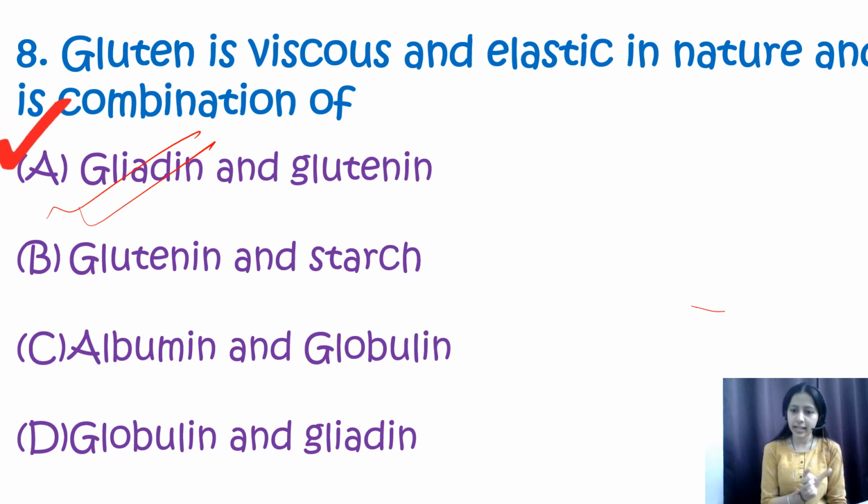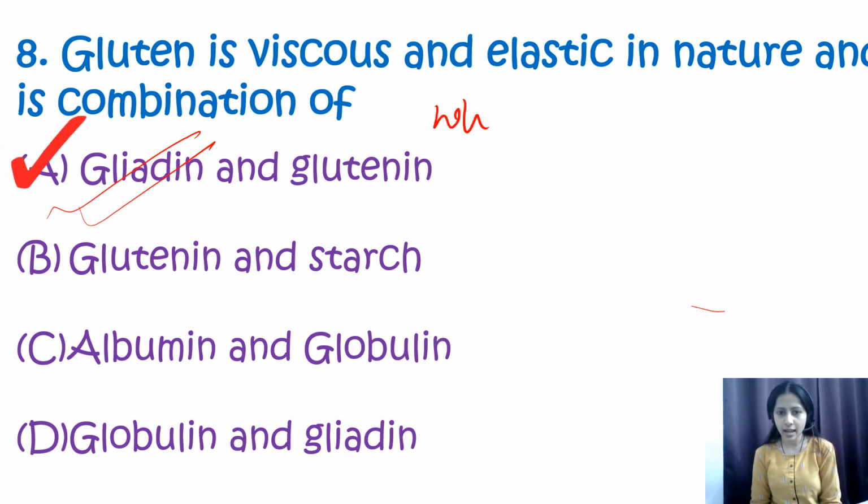So we know gluten is a protein which is basically found in wheat and other grains like rye or barley. It is primarily composed of two proteins, gliadin and glutenin, and these proteins contribute to the viscoelastic properties of the gluten. It even gives the dough its elasticity and helps in retaining its shape during baking. So over here the correct option is A, that is gliadin and glutenin.